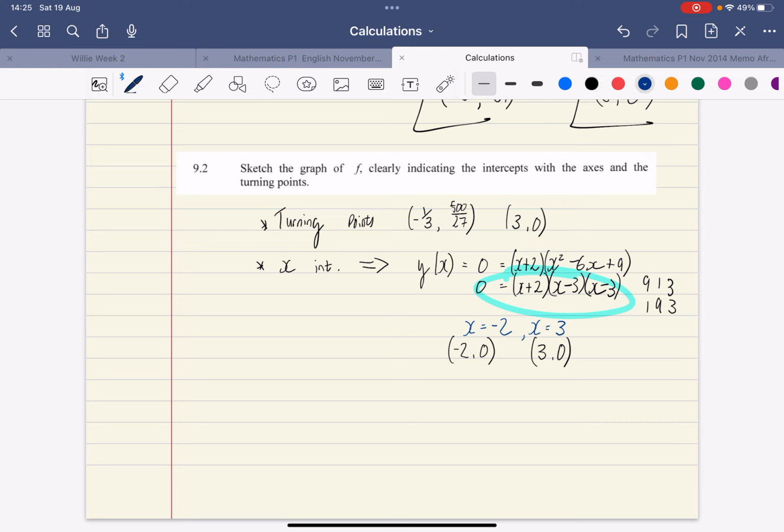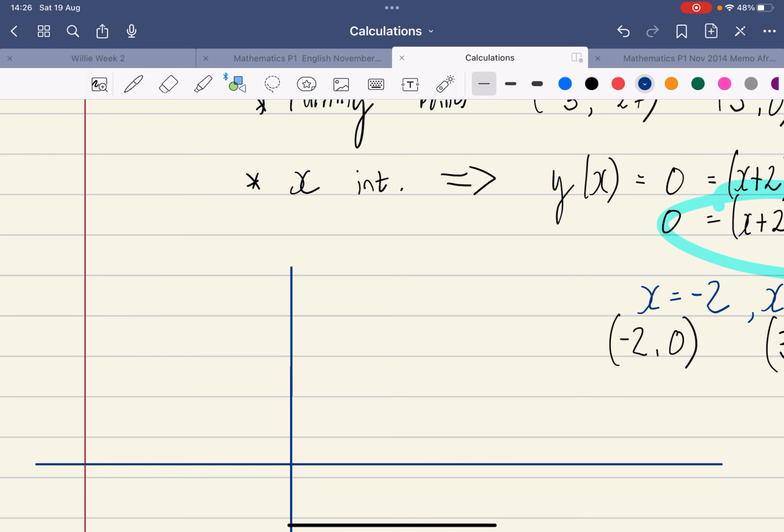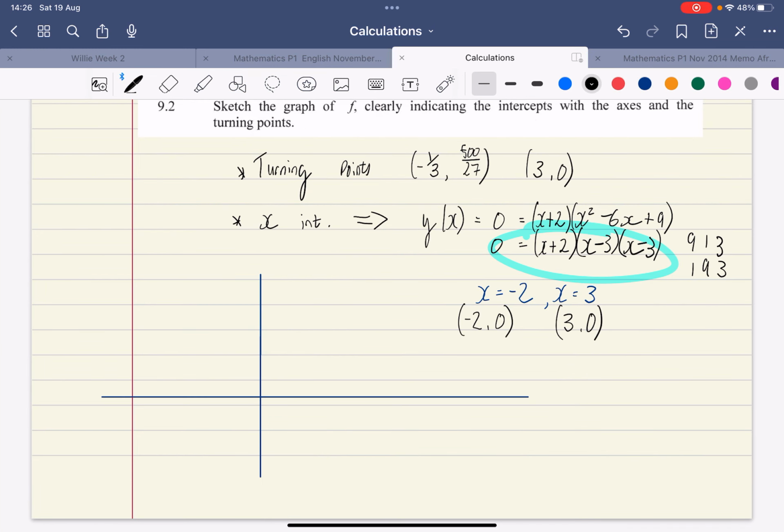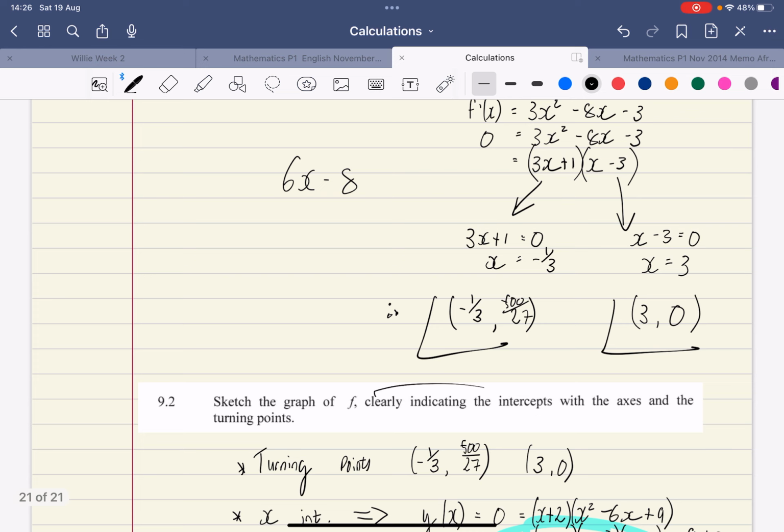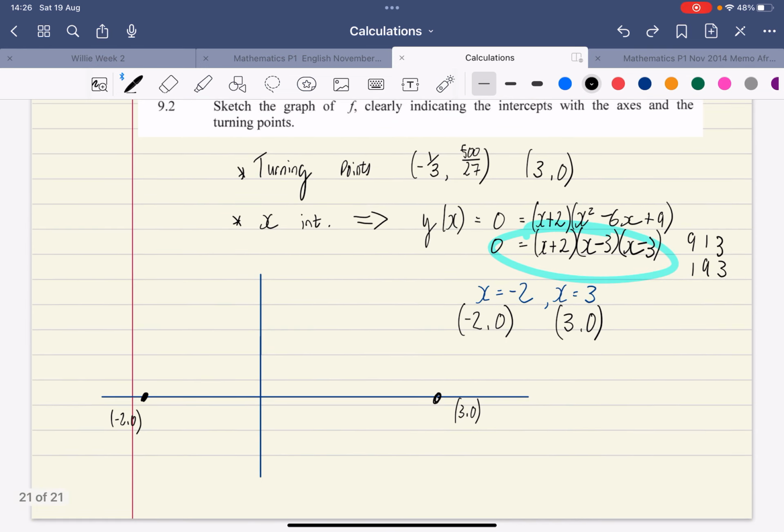So let's do that. Let's make that a bit longer. There we go. Awesome. All right, so let's write down all our points. So we have minus 2 and 0, so let's put that over there. That's an x-intercept. And we have 3. And I'm going to label my intercepts, because I like to do that. Do they ask us to do that? Yes, indicating clearly the intercepts, so let's label our intercepts.